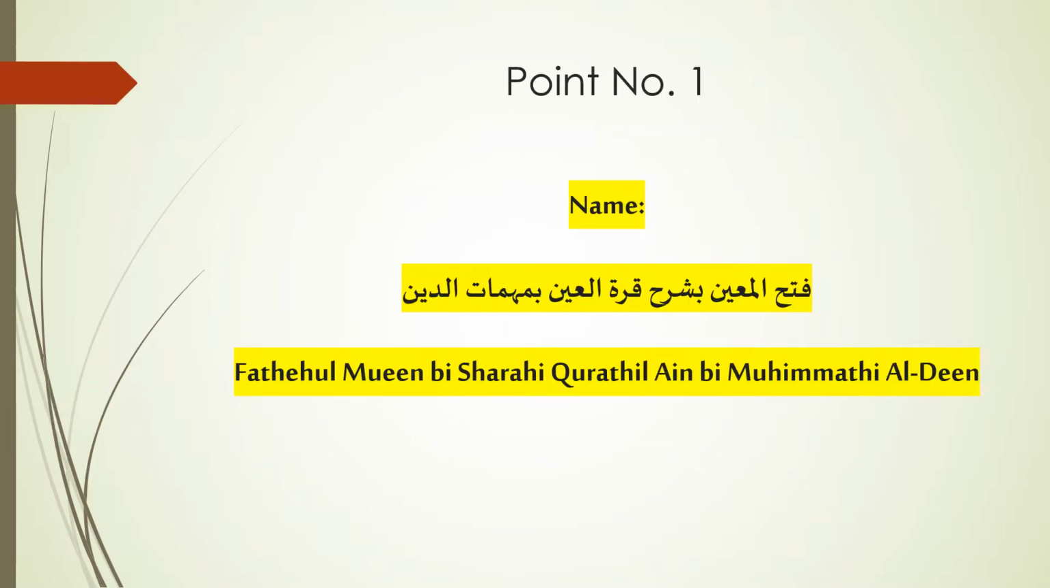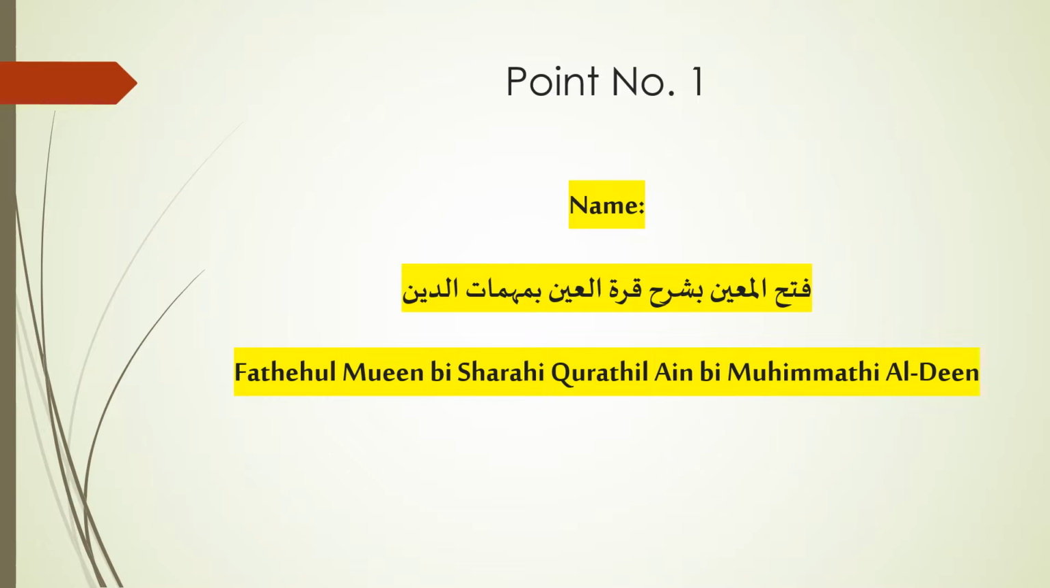The first point, I will share with you 10 points regarding the kitab Fathehul Mueen. The first point is its name itself, that is Fathehul Mueen bisharahi qurratil ayn bimuhimmatid din. Fathehul Mueen is the name of the text, and this text has a base text, and its name, inshallah it will be coming, is Qurratul Ayn bi Muhimmatid Din. So here I will explain its word meanings.